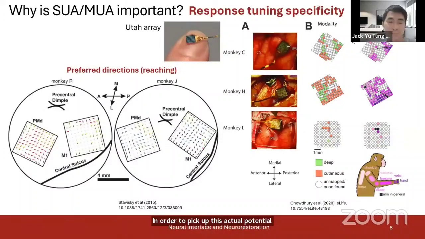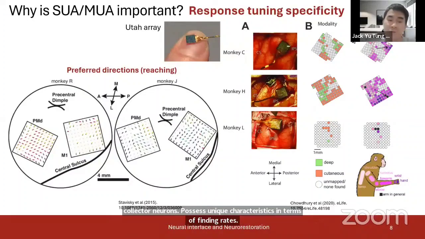So why are spikes important? Recording neural spikes or action potentials from individual neurons is crucial because each neuron, or a local cluster of synaptically connected neurons, possesses unique characteristics in terms of firing rate, firing pattern, and response profile to various stimuli. And this diversity within local neuronal populations highlights the importance of capturing fine-grained neural activity.